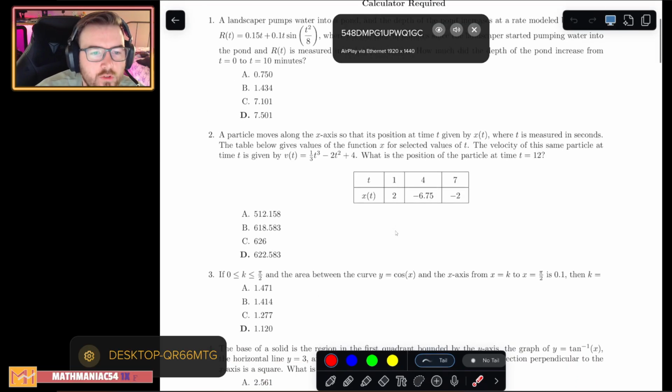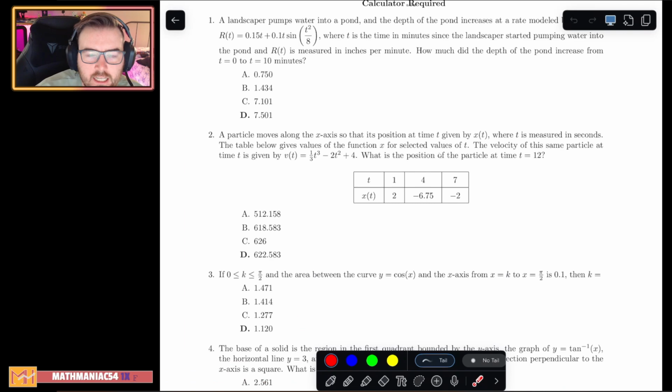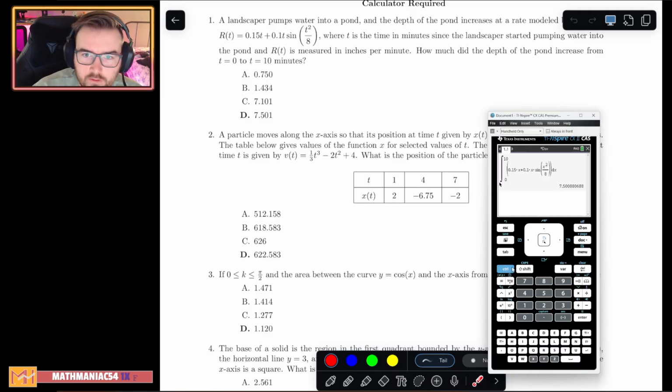A particle moves along the x-axis so that its position at time t is given by x of t, where t is measured in seconds. The table below gives values of the function x for selected values of t, which is the position. The velocity of the same particle at time t is given by the following. What is the position of the particle at time t equals 12? Well, this massive idea is that if we integrate this velocity, which is a rate, it'll find how much the position changed. But knowing how much the position changed isn't enough. We need to know where it started.